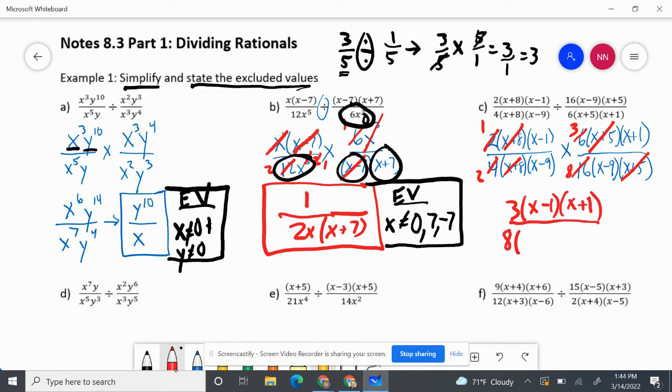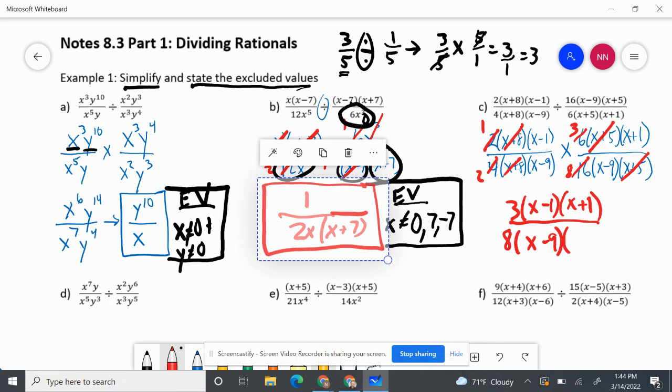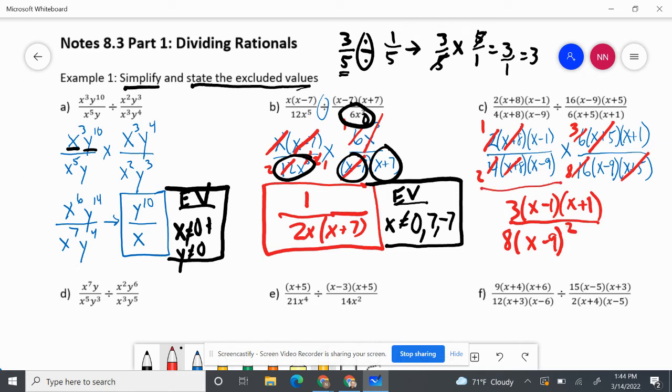We have an 8 and an x minus 9. And then since there's two of them, I could put x minus 9 twice, or I could put x minus 9 squared. Either way is fine. That right there is my answer.